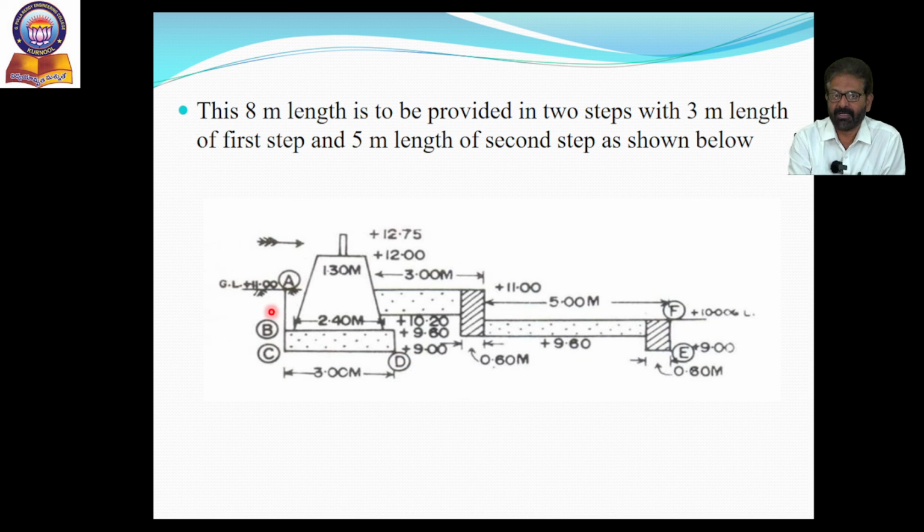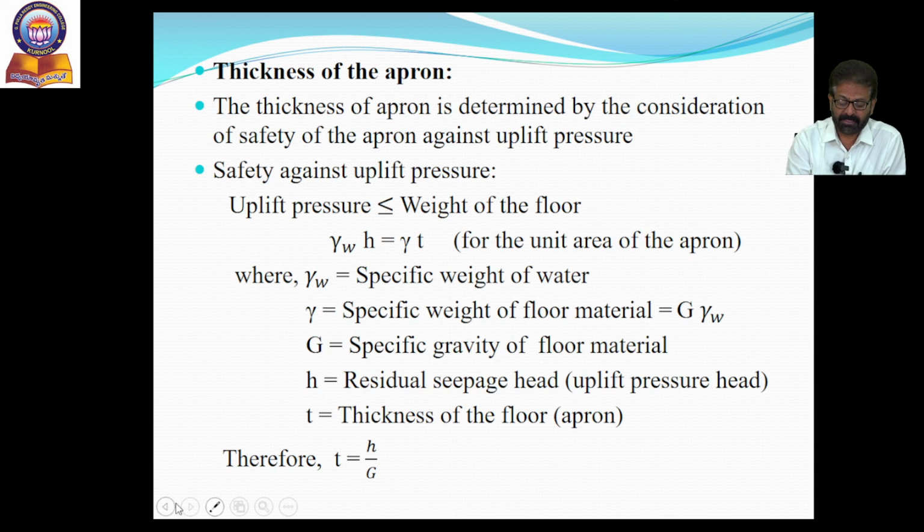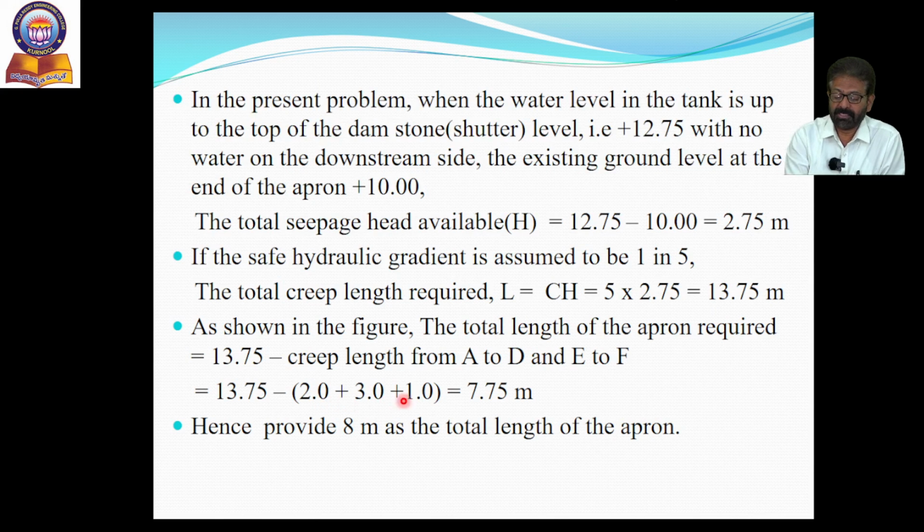These are the vertical components of the creep path traced by the seepage, and also up to this D the horizontal length, similarly from E to F. So if you subtract these known values from the 13.75, you will get the total length of the apron. For example, you see here, this is 2 meters, this is 3 meters, 2 plus 3 is 5, and here 9 to 10 is 1 meter in the vertical direction, so 6 meters. Out of 13.75, this is 6 meters; if you subtract, you will get 7.75 meters as the length of the apron required.